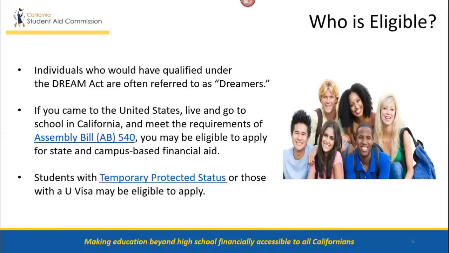Additionally, students with temporary protected status who also meet AB 540 requirements may be eligible to apply for state and campus-based financial aid using the CADAA. Temporary protected status, or TPS, is designated by the U.S. Department of Homeland Security to citizens of certain countries living in the United States if they are unable to return safely to their home country due to conditions abroad.